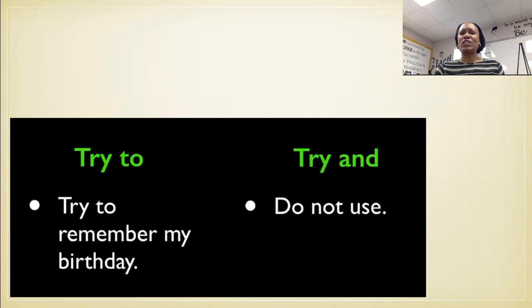Should I use try to or try and? Never try and. You would simply say try to. There's an example. Try to remember my birthday. You would not say try and remember my birthday. Okay, so make sure you know the difference between the two expressions and what exactly you are trying to express to your listener.